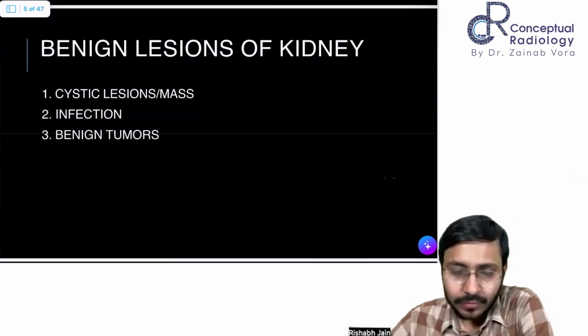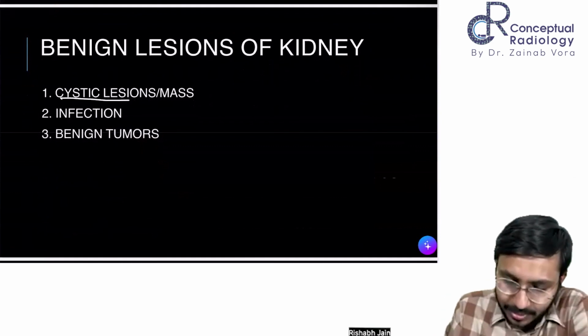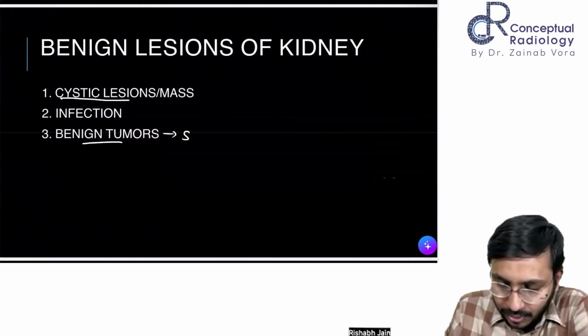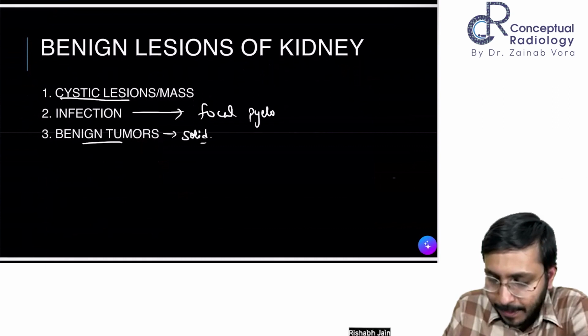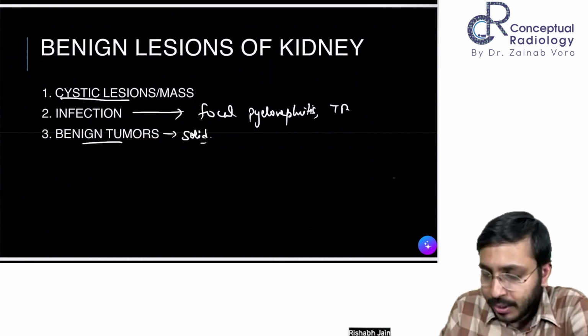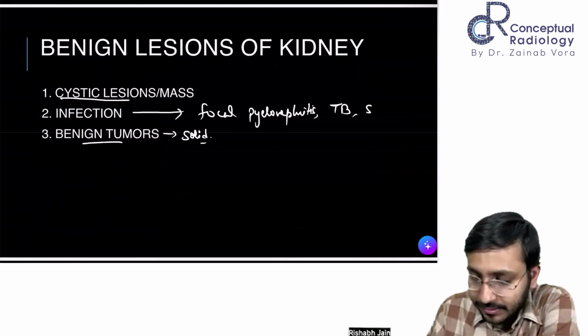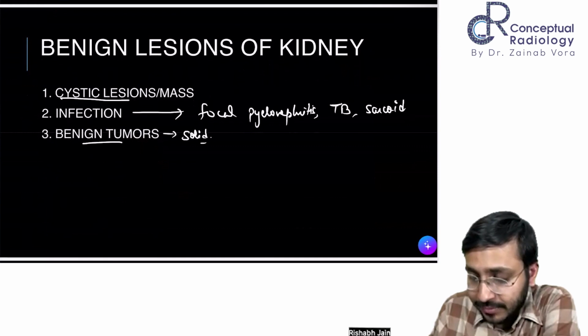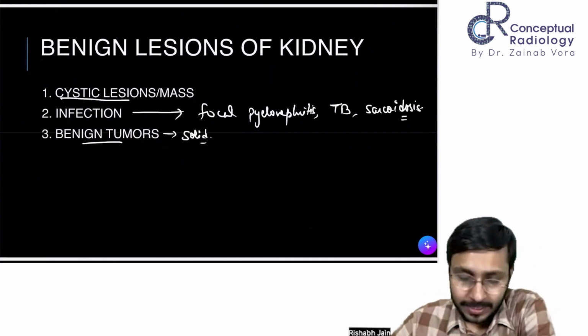Now, the benign lesions of the kidney can either be cystic lesions, benign tumors which are solid, or infections. So, for example, you can have focal pyelonephritis, right, which can mimic a tumor. You can have tuberculosis, which can mimic a tumor. You can have sarcoidosis of the kidney as well, which can mimic a tumor. So these are all benign lesions of the kidney.